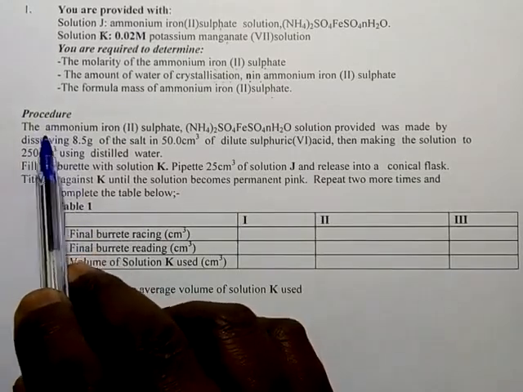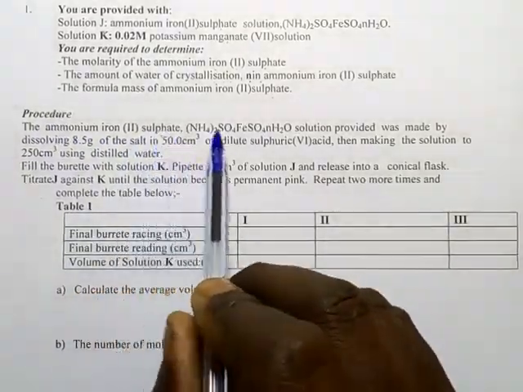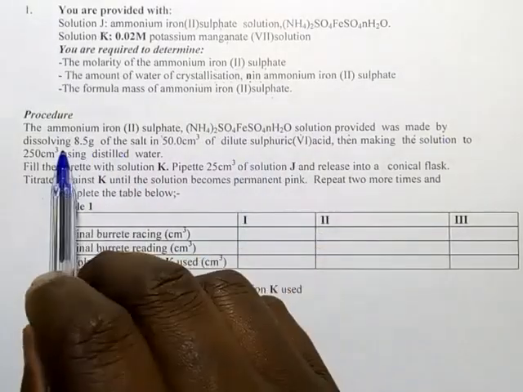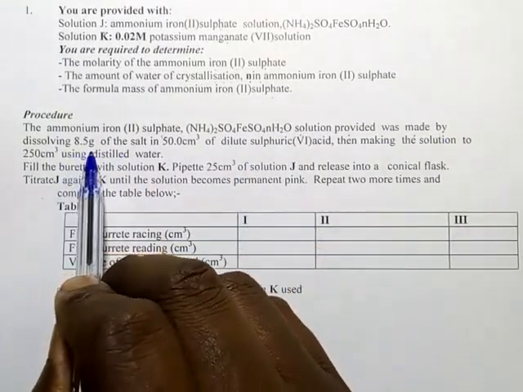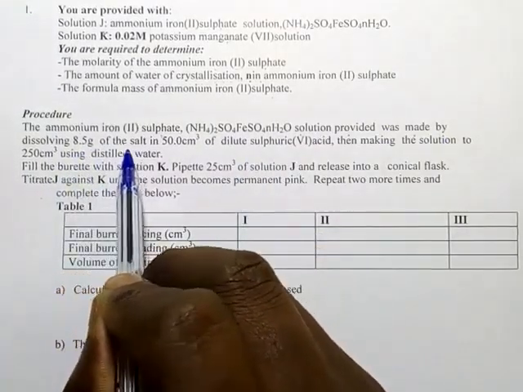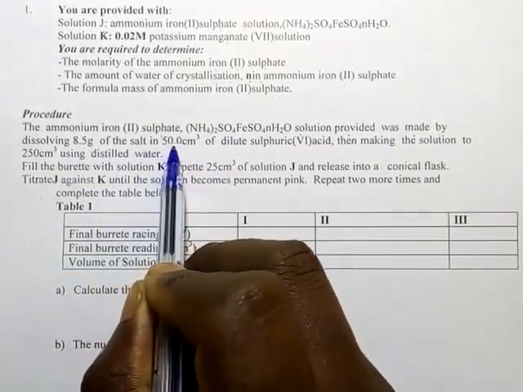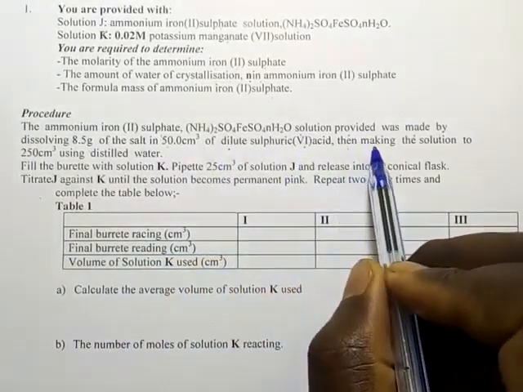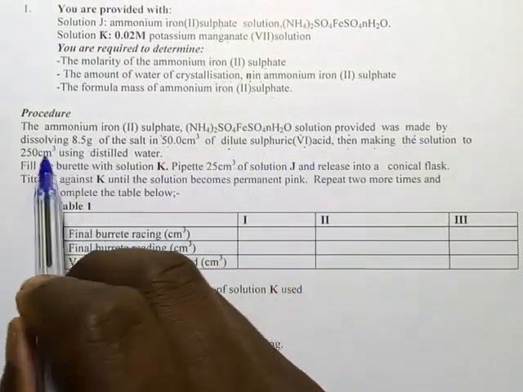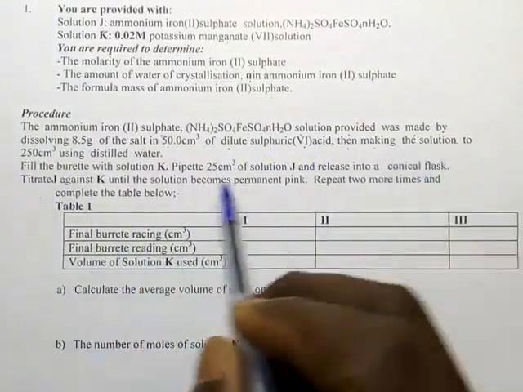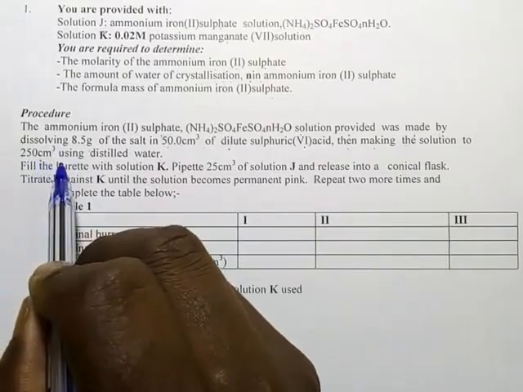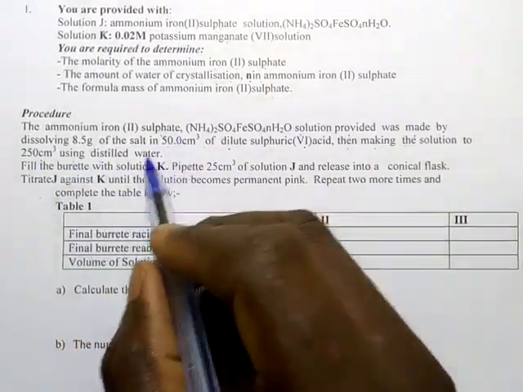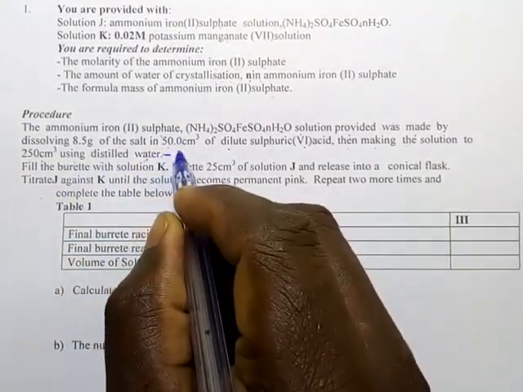The procedure: the ammonium iron 2 sulfate solution provided was made by dissolving 8.5 grams of the salt in 50 centimeters cube of dilute sulfuric acid, and then making the solution up to 250 centimeters cube using distilled water. So this is solution J.